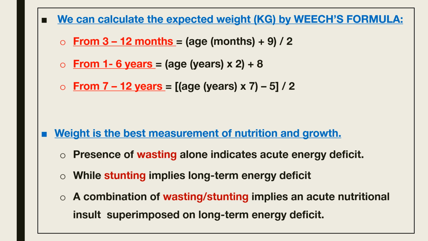Presence of wasting alone indicates acute energy deficit, while stunting implies long-term energy deficit, and the combination of both wasting and stunting implies an acute nutritional insult superimposed on long-term energy deficit. What is the meaning of these words? This means that if we have an acute energy deficit, it will affect the weight. If we have a chronic or long-term energy deficit, or a chronic systemic illness, it will affect the height. If both are affected, implying wasting and stunting, this means that there is an acute nutritional insult superimposed on long-term energy deficit.